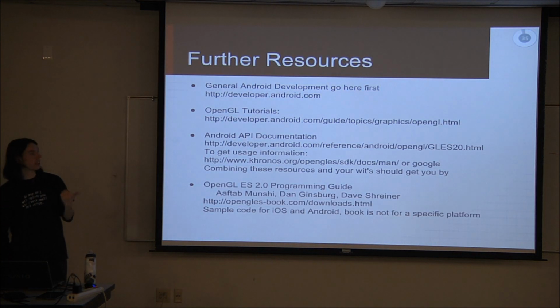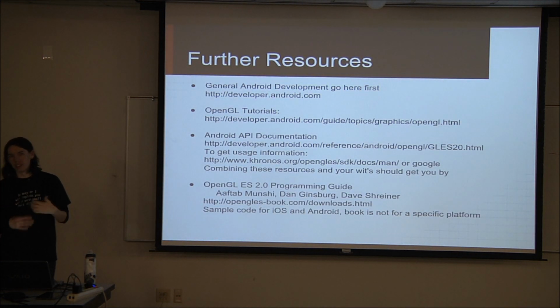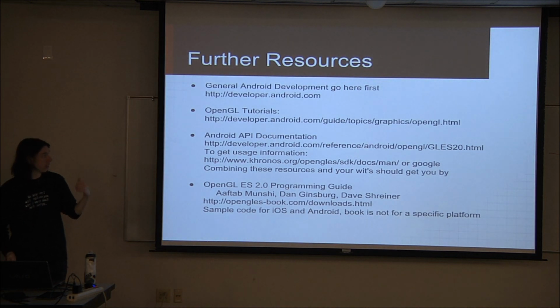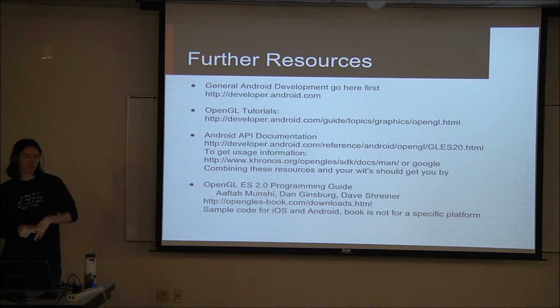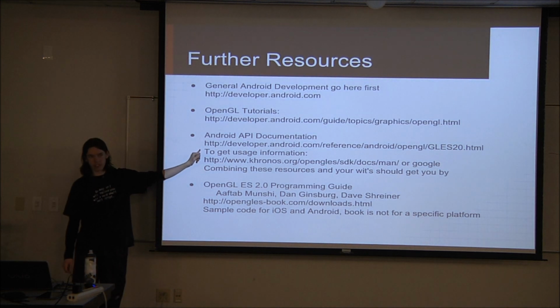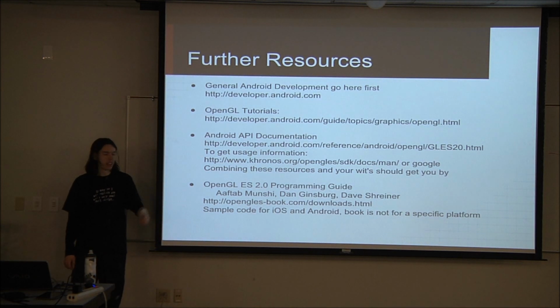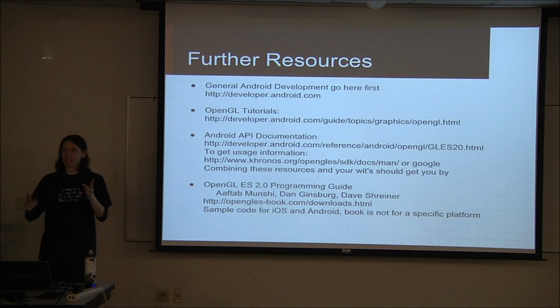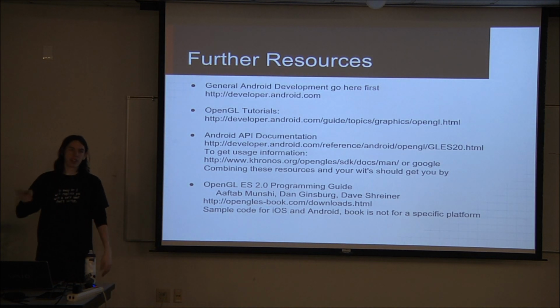So further resources: developer.android.com, the main landing page for all of Google stuff. OpenGL tutorials, still on Google's website. I will go over OpenGL 2 or OpenGL 1. Android API documentation. So this will get you the actual parameters for the functions on how to use OpenGL. So if you want to go there, it'll go, okay, here's the function. It's going to return a string, and it's going to take the shader.